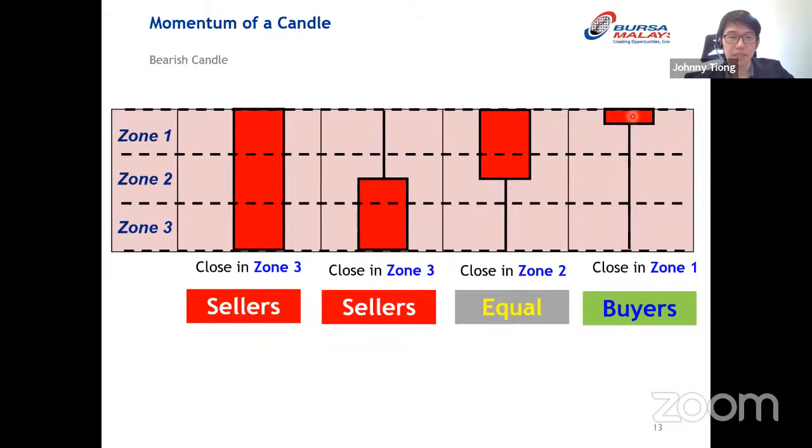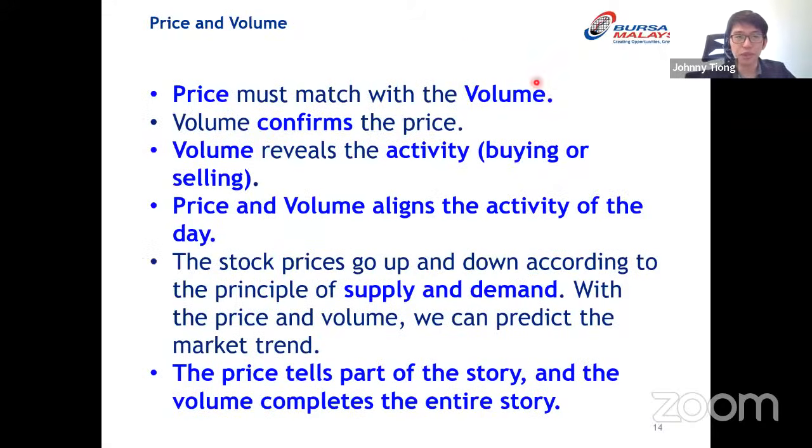So this is basically the momentum of the candle, bullish and also bearish. For a quick conclusion on price and volume: price and volume are important because the price must match the volume, and volume confirms the price. So what does volume actually do? Volume reveals the activity, whether they are buying or selling. The price and volume must align and tell us a story about the activity for the day.